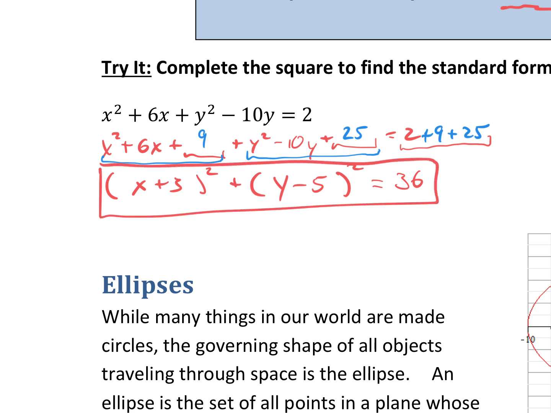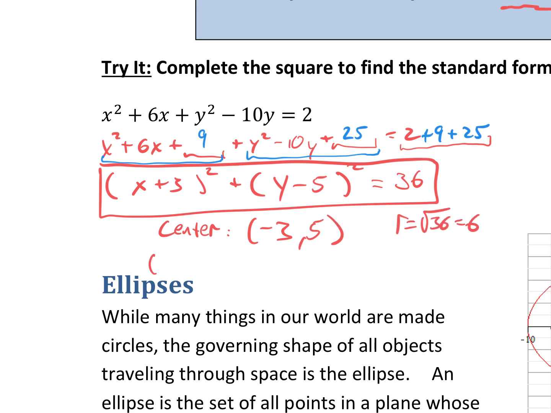All right, so there's our standard form. The center comes from the opposite of this. So the center will be negative 3, because this is x minus negative 3, and y minus 5. Okay. And then the radius is square root of 36, which is 6.